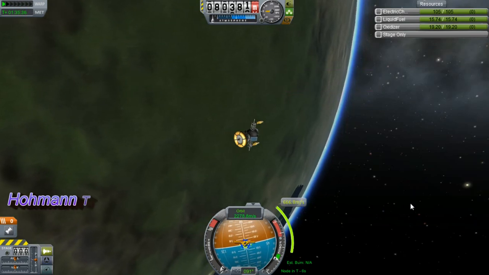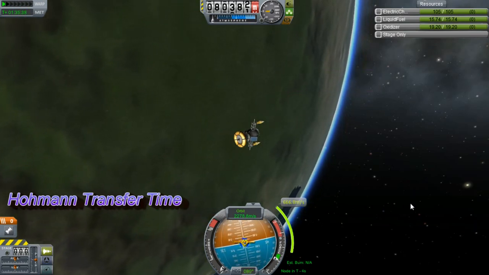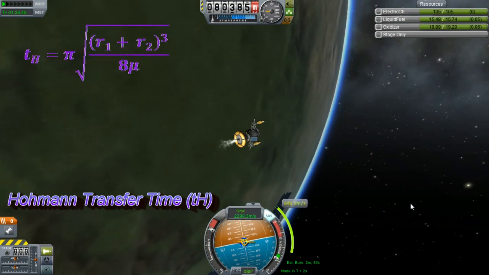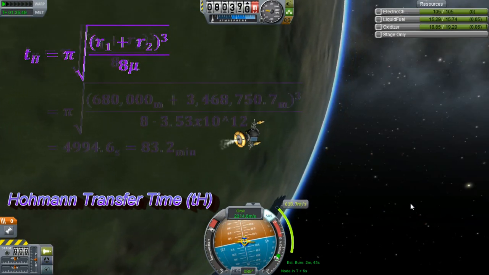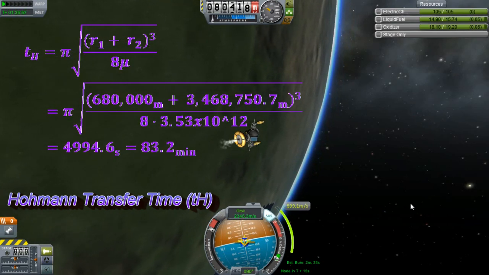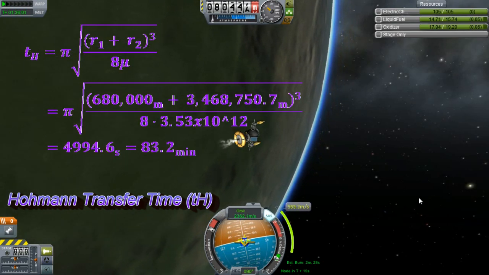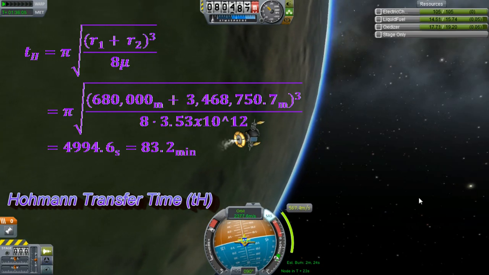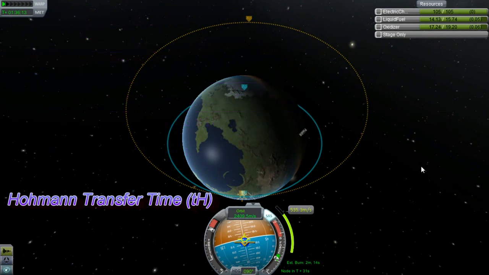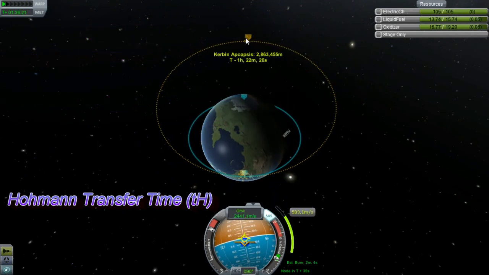Now, one of the other critical parts of this transfer is how long is it going to take? But just like apps these days, there's a formula for that. And this will tell us how long it will take to get from the first burn to the second burn. And as we can see, it should take 83 minutes. Why is this important? In this case, it's because we want to put KEO-Sat 1 right over top of the Kerbal Space Center. Anyone can put a geostationary satellite any old place. But this time will tell us where to aim.